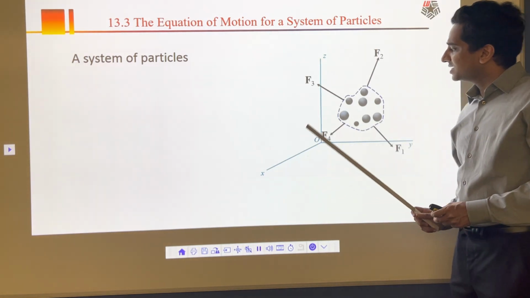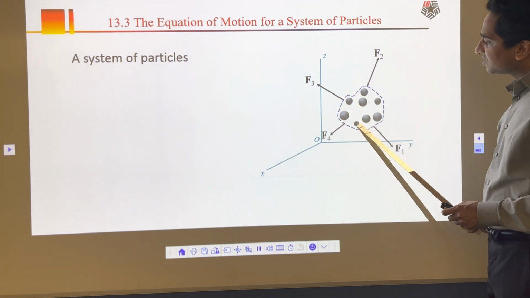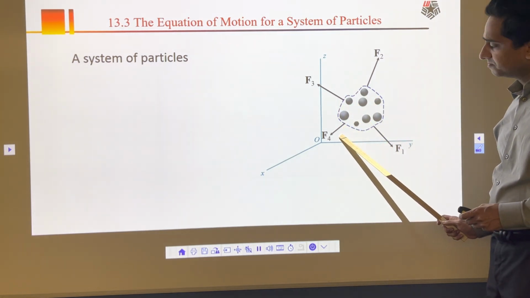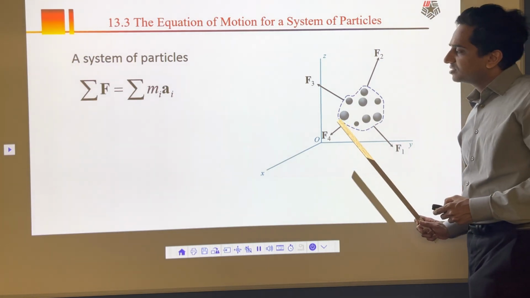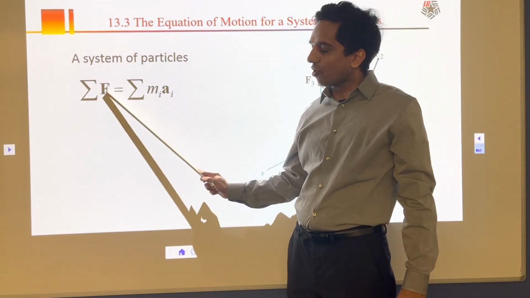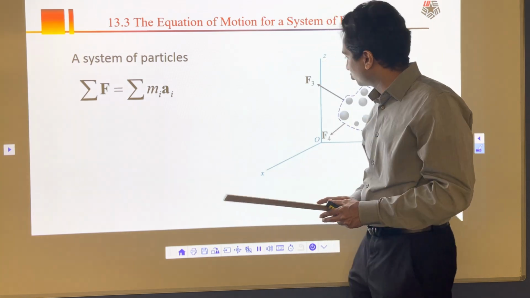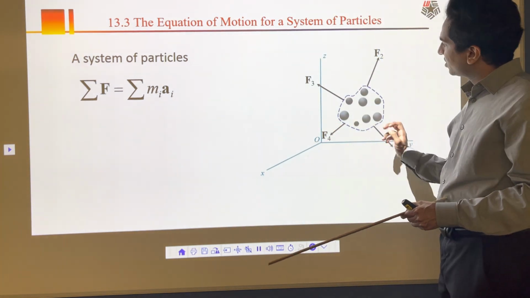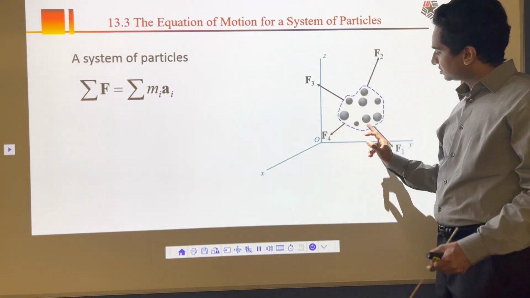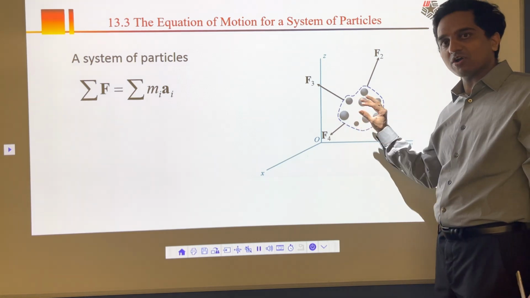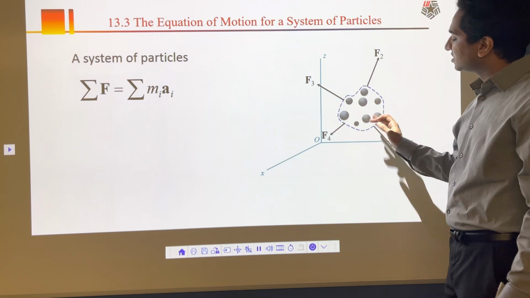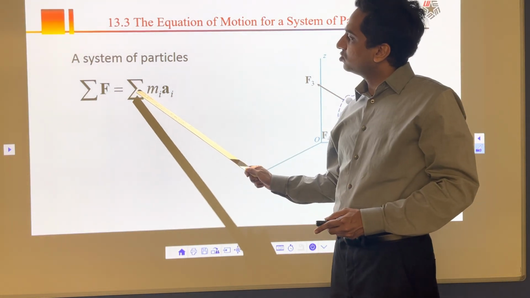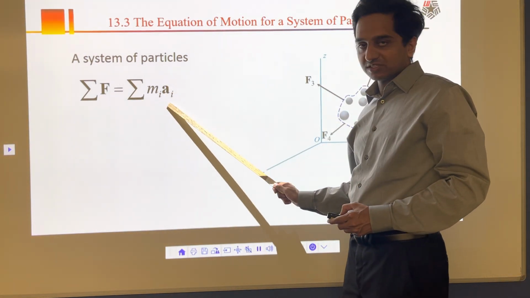So what we do is we have this imaginary boundary on that system, and then we take only external forces. We apply Newton's second law by considering the sum of all external forces. Here F1, F2, F3, F4 are external forces. There will be some internal forces here, but we are not going to consider them when we apply it for a system of particles. So we only consider external forces, equal to the summation of all the mass times all the acceleration altogether.